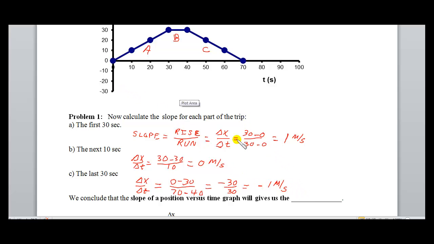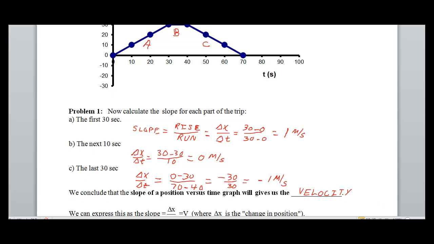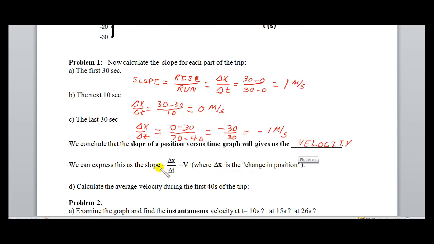problem. So what we conclude here is that the slope of a position versus time graph will give us the, well, what goes in this blank? It gives us the velocity. And we can express this slope as I said before, the change in position over the time period, and that does indeed give me the velocity where delta x is the change in position.